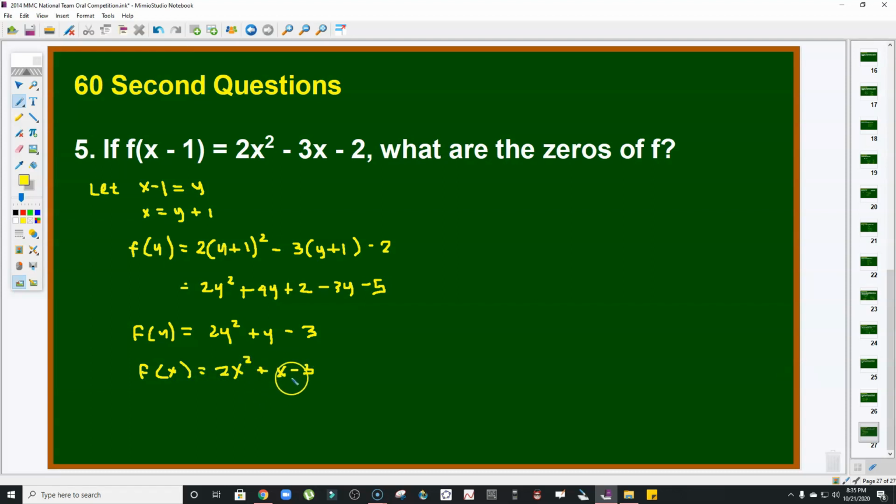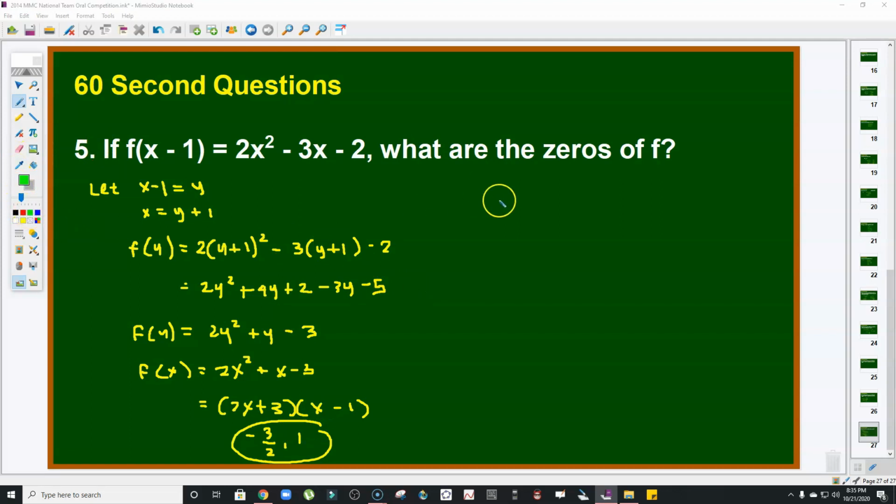And this is factorable, right? So the factors are 2x plus 3, x minus 1. Let's check. This is positive 3, this is negative 2, positive x. Clear? So, therefore, the zeros of f of x are negative 3 halves and positive 1. See that? That's solution number 1.